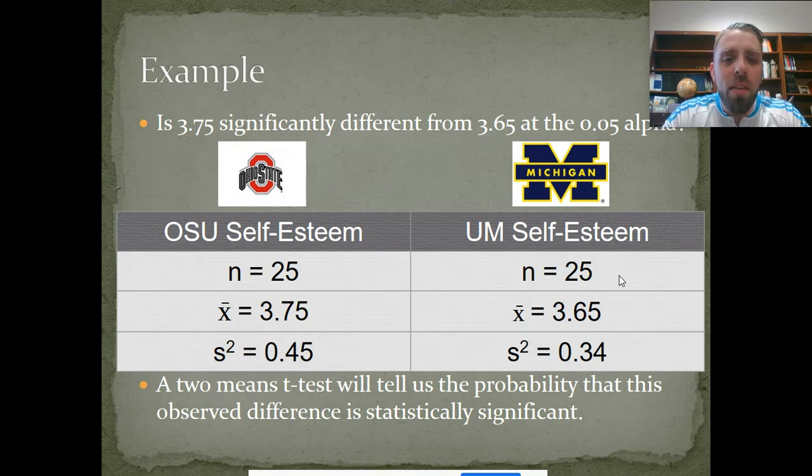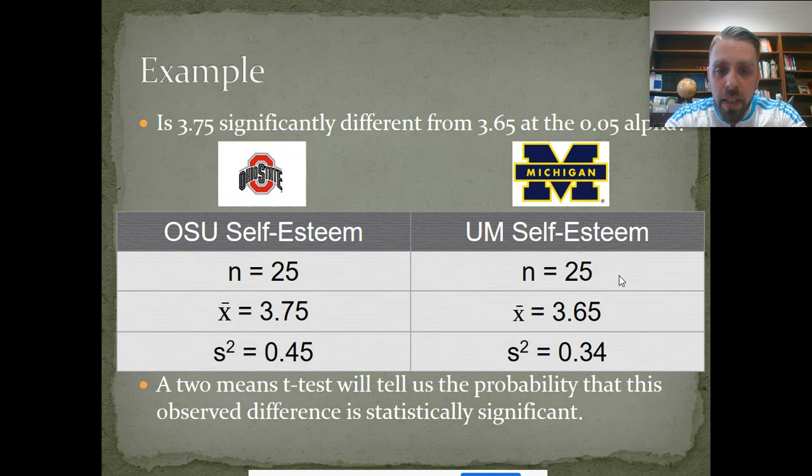Let's say I want to know whether self-esteem among Ohio State students is significantly different from self-esteem among University of Michigan students. So here's the question: is 3.75 significantly different from 3.65 at the 0.05 alpha? In other words, are these two sample means different with 95% confidence? So what I've done here is created a hypothetical scale in which students rate their self-esteem on a scale of 1 to 5, with 1 being the lowest and 5 being the highest level of self-esteem.